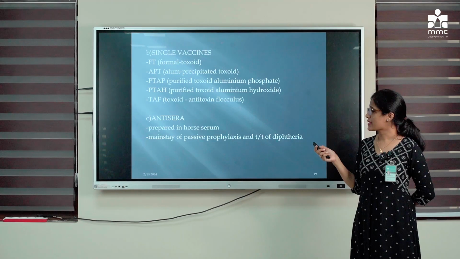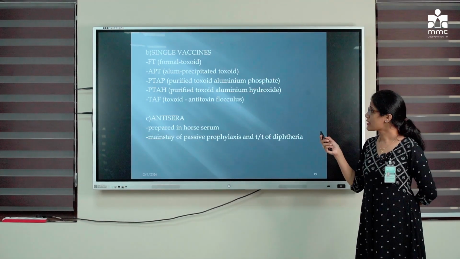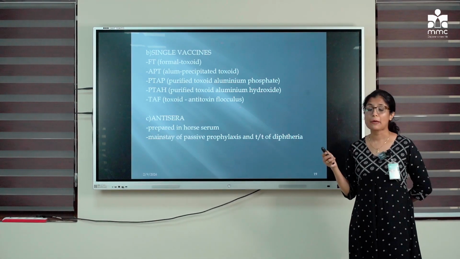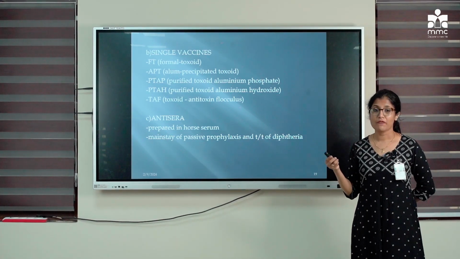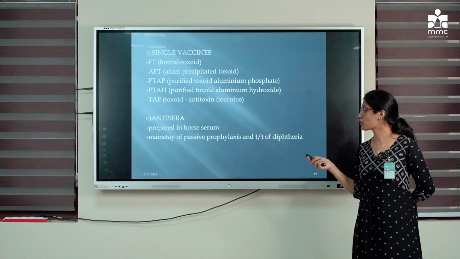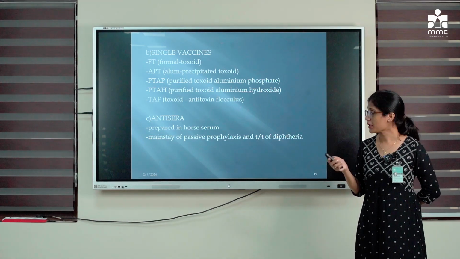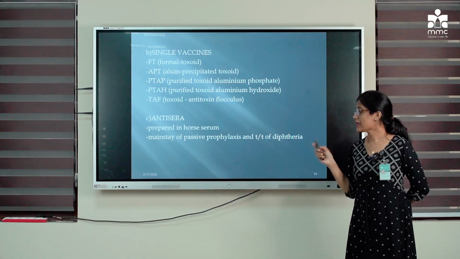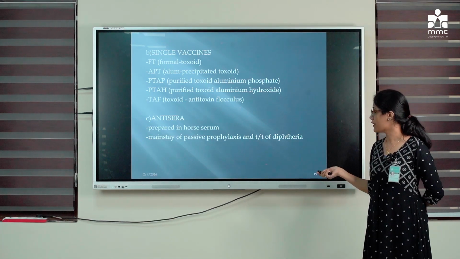Now coming to the single vaccines, which are rarely given, we only opt for the DPT, DT and the pentavalent vaccines. Single vaccines are the FT, formol toxoid, APT, alum precipitated toxoid, PTAP, which is a purified toxoid aluminum phosphate, PTAH, which is a purified toxoid aluminum hydroxide, and finally we have got the toxoid antitoxin floccules. As I said, the single vaccines are rarely given. They are not at all given in our country. Anti-sera is prepared in horse serum, and it is the mainstay of passive prophylaxis and the treatment of diphtheria.